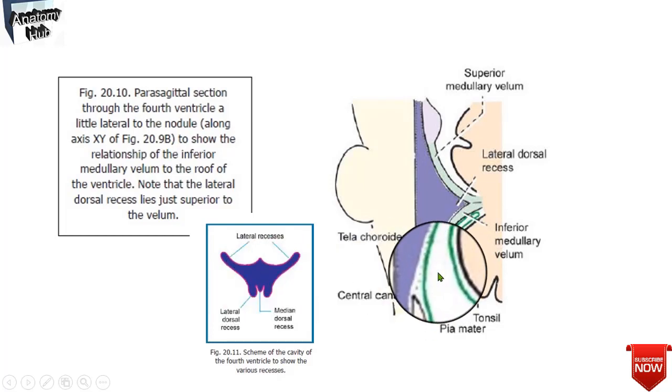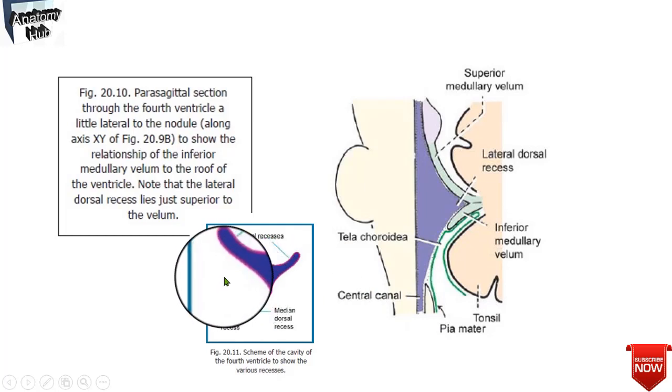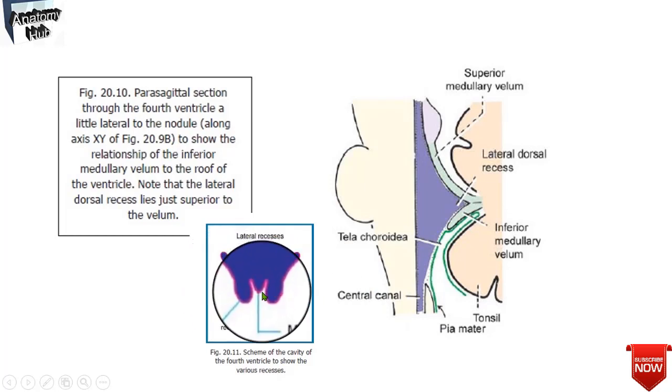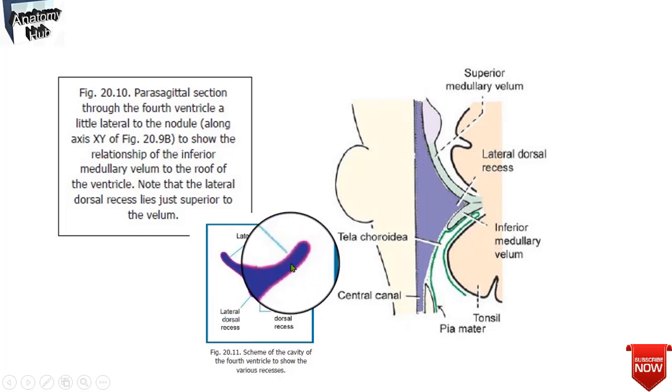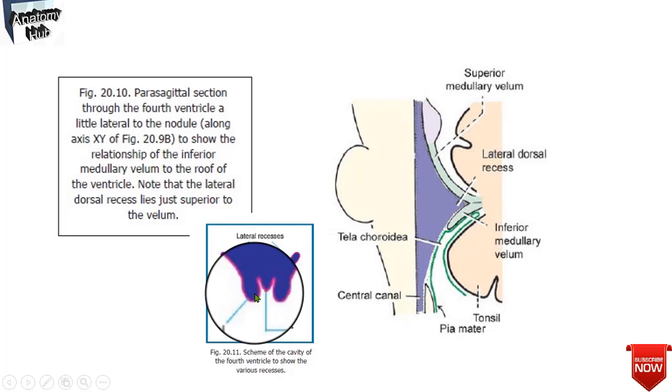Another recess in the middle line is called the median dorsal recess, which you can observe here. It extends into the white core of the cerebellum and lies just cranial to the nodule. Another recess projects dorsally on either side above the inferior medullary velum, and this recess is known as the lateral dorsal recess.